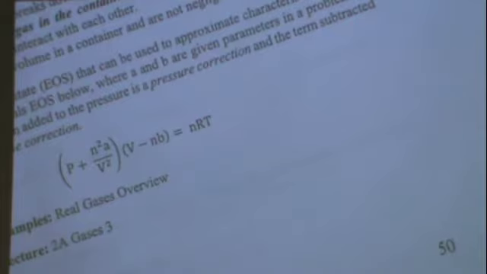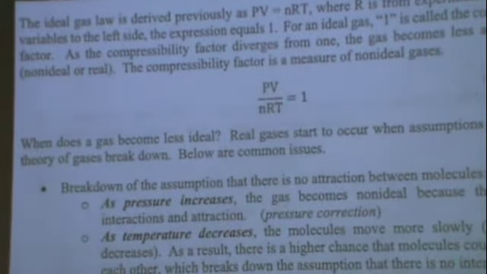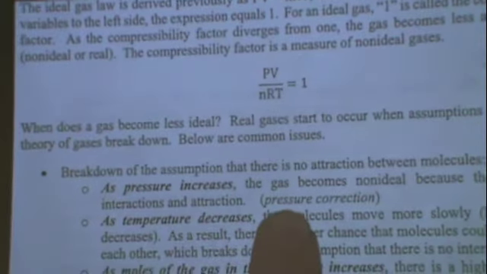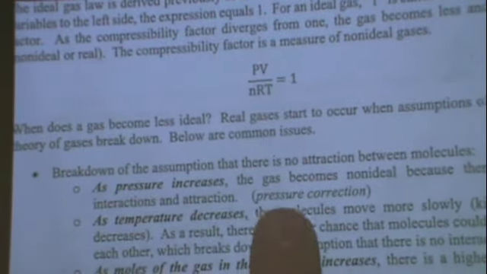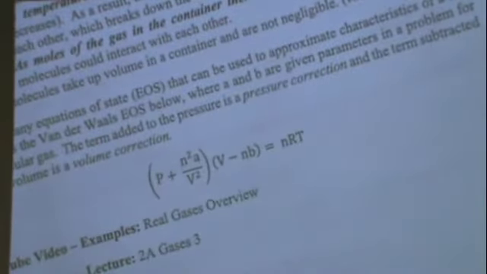Well, how about the n squared A over V squared? There's a couple different assumptions that are attached to that one, which I list one of them here under the pressure correction, and that is that molecules are attracted to each other. So assuming there's attraction, you're going to have that term there. And that's purely conceptual. Next.